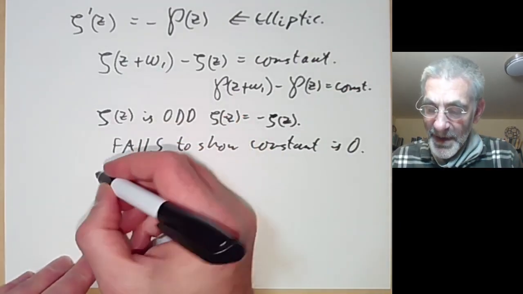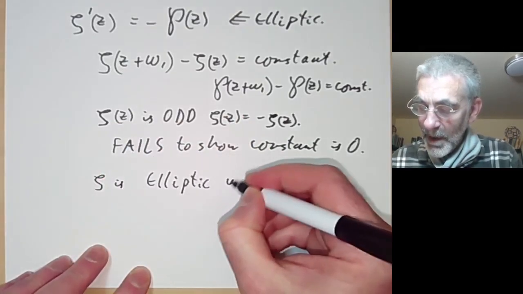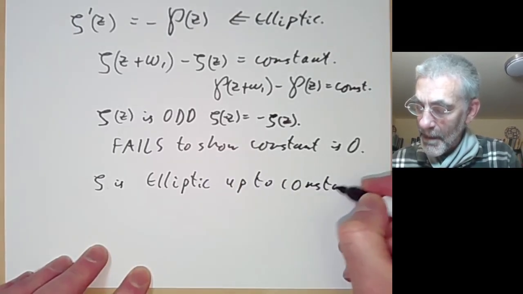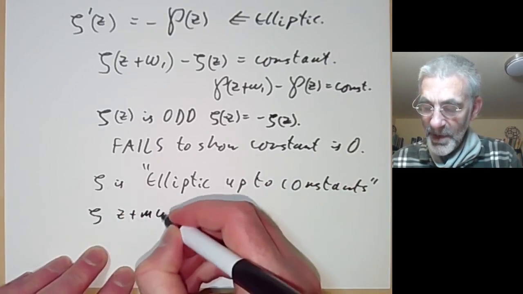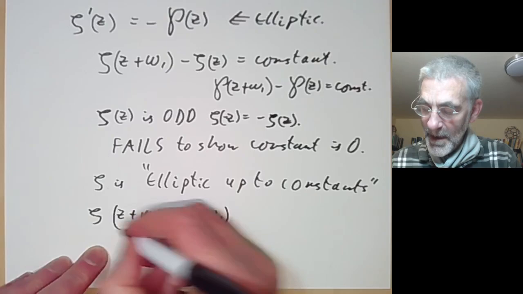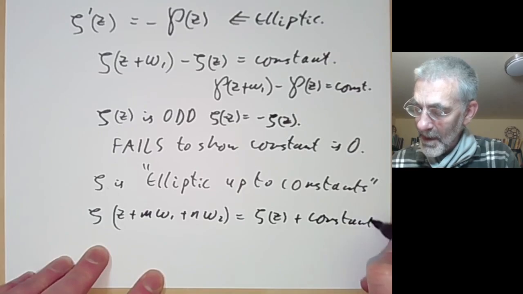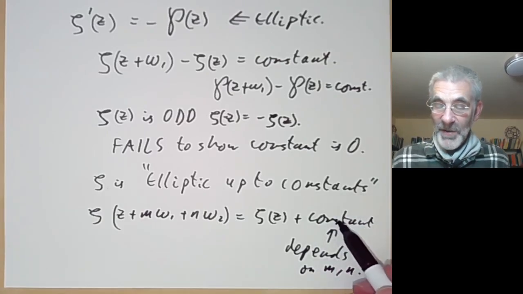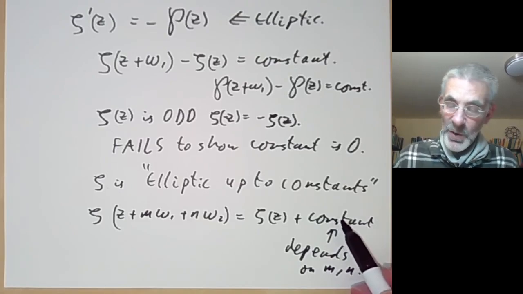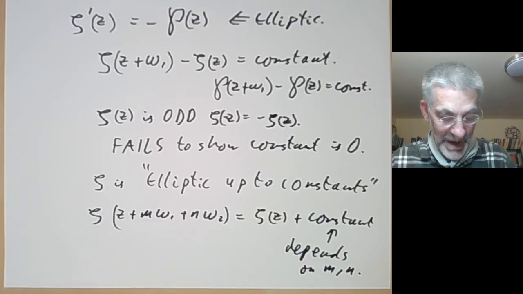So we find that zeta is sort of elliptic up to constants. In other words, zeta of z plus m omega 1 plus n omega 2 equals zeta of z plus a constant, and this depends on m and n. And it's not zero in general. In fact, it can't always be zero, because if it were always zero, then zeta would be an elliptic function with a single pole, which we've just shown is impossible.